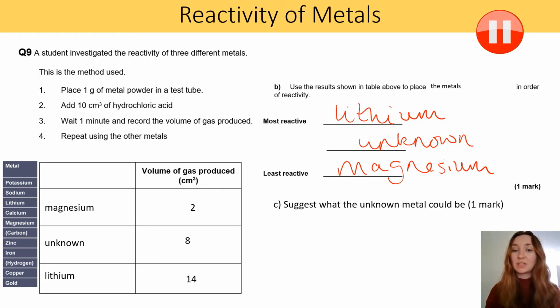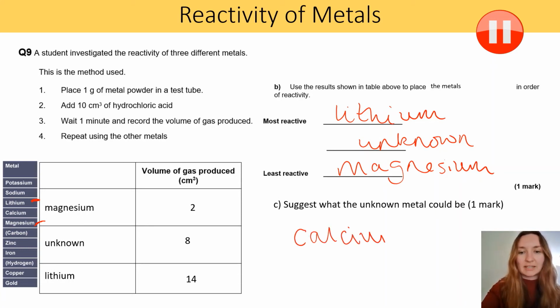Part C was suggesting what the unknown metal could be. I'm going to refer to the reactivity series here, and I'm going to identify where lithium is. So that's here, and I identify where magnesium is, which is here. So which metal is in between them? In this case, it's calcium, and therefore the unknown metal I'm going to suggest is calcium, and that's worth 1 mark.